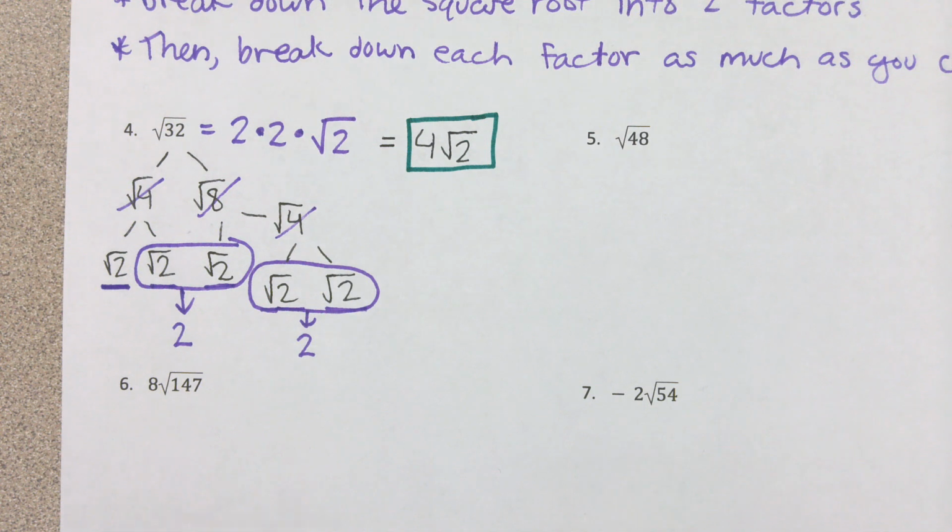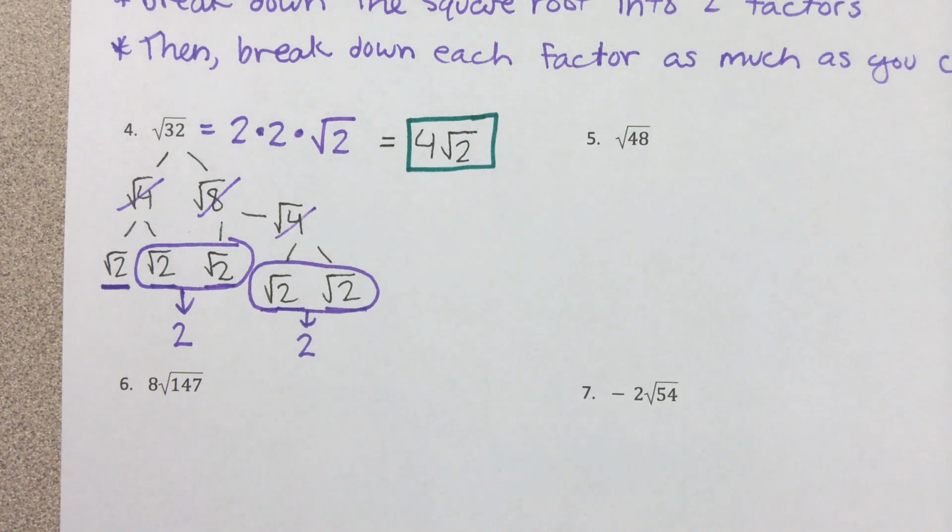A faster way? Intentionally target the highest perfect square that goes into 32, so that'd be 16. If you did 16 and 2, 16 breaks down to 4 and 4. That's always going to be the fastest way, but it might take you a minute to come up with it, so pros and cons.